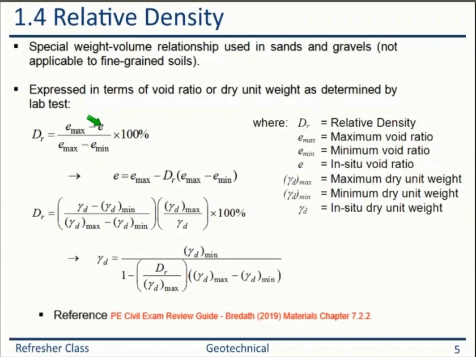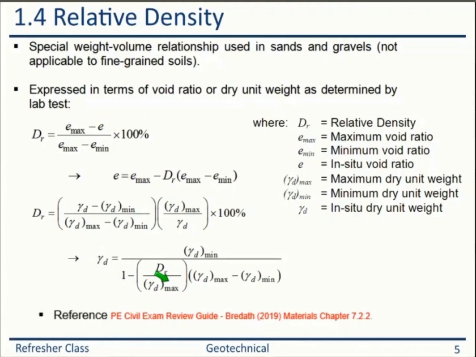Sometimes if you know the relative density, then you may have to calculate the in situ void ratio using this equation, or if you know the in situ void ratio and e max, e minimum, then you can calculate relative density using this equation. Similarly, if you know gamma d minimum and gamma d max, which are values determined in the lab for a given soil sample, and gamma d is the in situ dry unit weight, then you can calculate relative density using the equation, or if relative density is known, you can convert this equation in terms of gamma d and calculate gamma d. So these are the techniques.